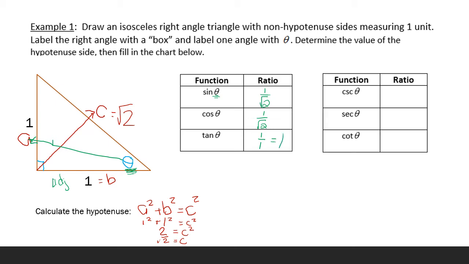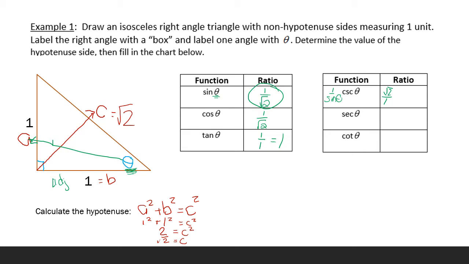Now we're going to talk about the reciprocals. These are our new ones. Cosecant, remember, is the reciprocal of sine. Cosecant is the same as 1 over sine theta. So I already know what it is, but I'm going to look at my triangle. If cosecant is 1 over sine, I can just take my answer for sine and flip it over. So I had 1 over root 2. I can just write root 2 over 1. That's one way to get it, from my previous question. I already know sine, so cosecant is just the reciprocal of that.